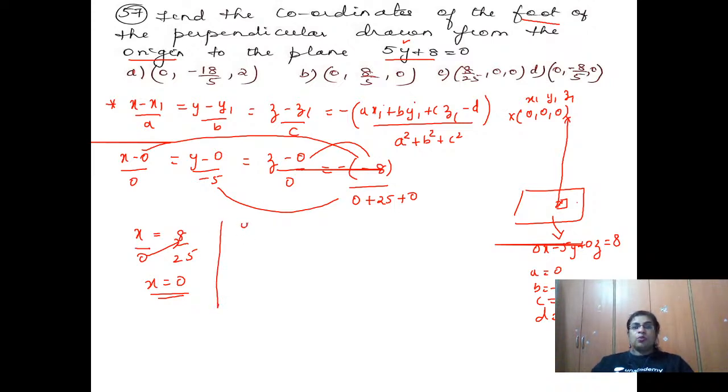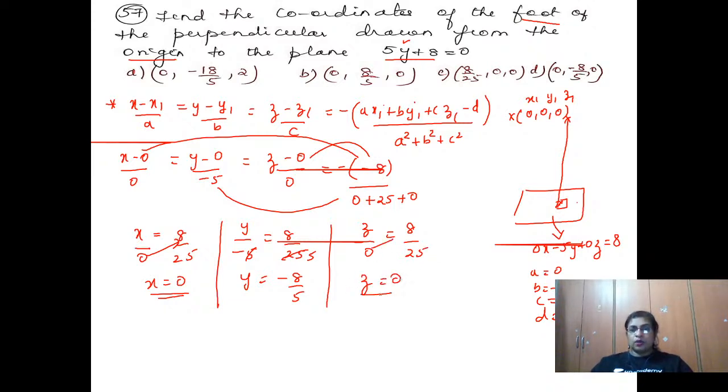Next, y by minus 5 is equal to 8 by 25. So y is equal to minus 8 by 5, shifting the minus. Next, z by 0 is equal to 8 by 25, and when 0 is multiplied, z is equal to 0. These are the coordinates of the foot of the perpendicular. Therefore, the foot of the perpendicular is 0, minus 8 by 5 and 0.